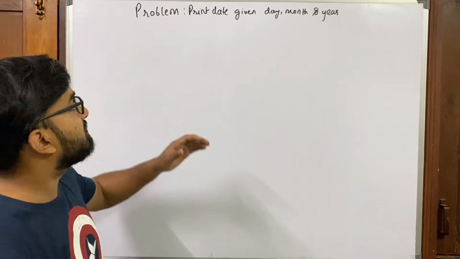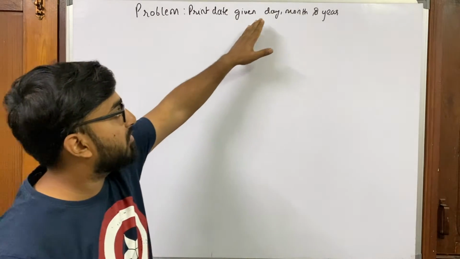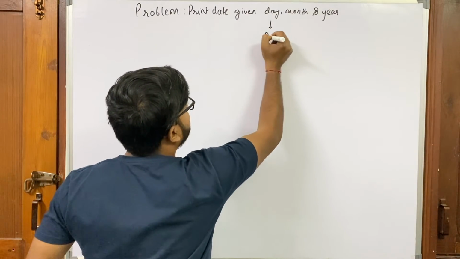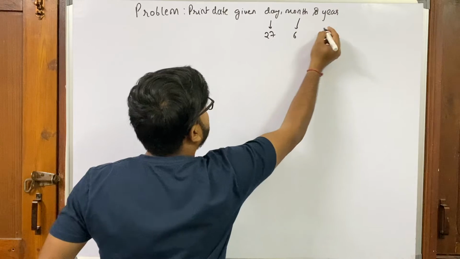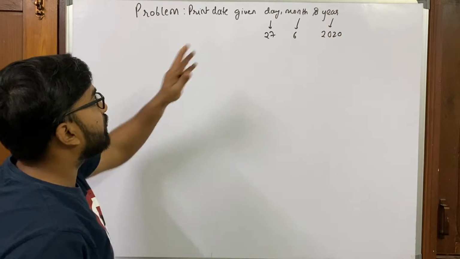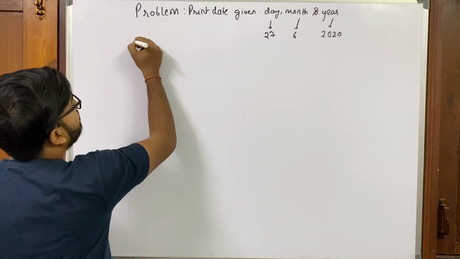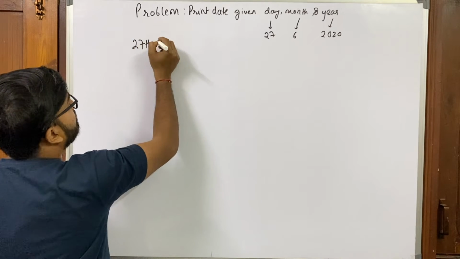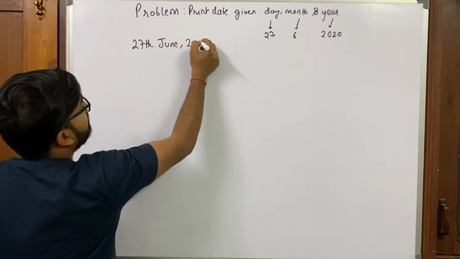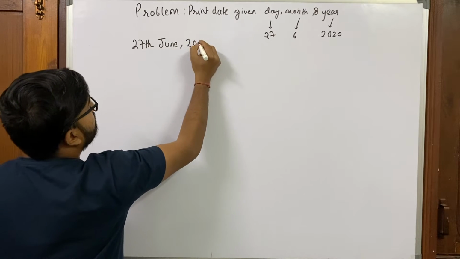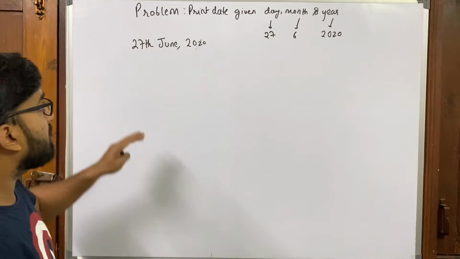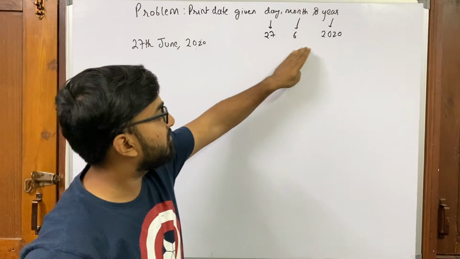So in this video we'll see how to print a date given day, month and year. What I mean by this is, suppose I have day as 27, month as 6 and year as say 2020. For this I want to print something like this: 27th June, 2020. And there is a space between the comma and 2020. So this is what I want given these values.